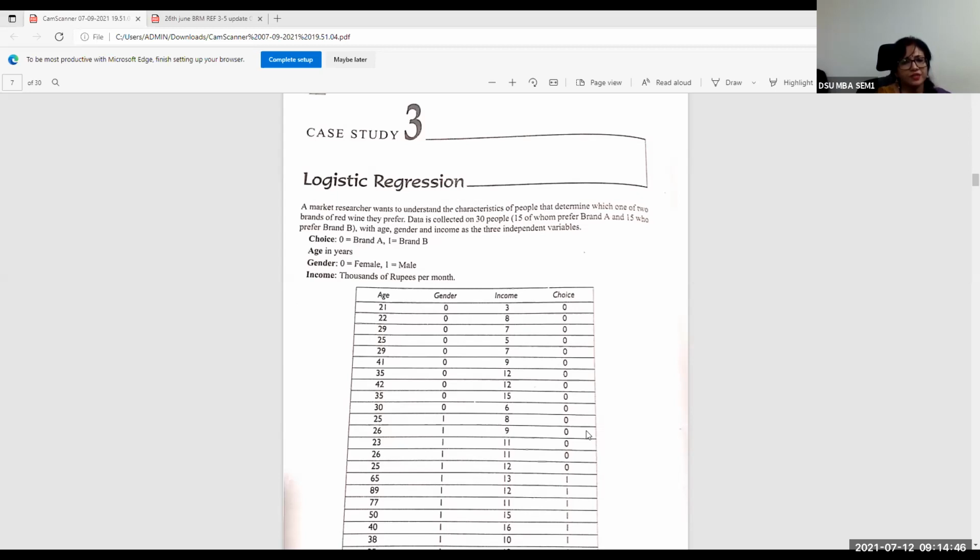So a marketer and researcher wants to understand the characteristics of people which determine which one of the two brands of wine they prefer. Now, what are the characteristics of the customers that are available? You will have the age of the customer, the income of the customer, the gender of the customer, right?